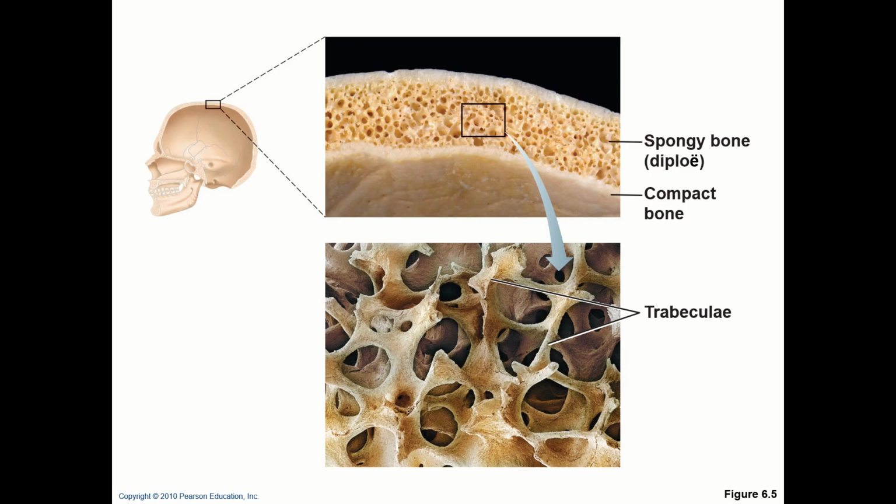This illustration shows the flat bone of the skull with the outer compact bone layer and the inner compact bone layer. Sandwiched between the two compact bone layers is spongy bone, also known as the diploe. Magnified is the trabecula of the diploe, and it will be filled with the red bone marrow. So flat bones are very strong. Again, the stress is going to be distributed evenly throughout the surface of this bone because of that arch.